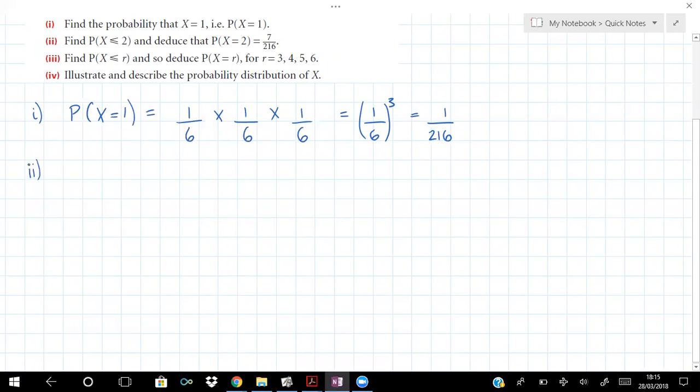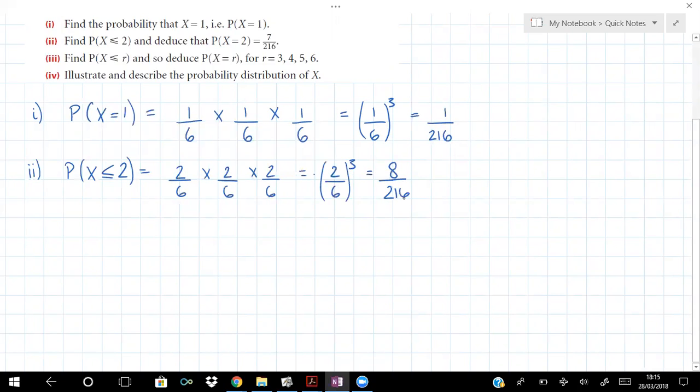For part 2, it says find the probability that x is less than or equal to 2. So how many different ways can I roll the dice to get a value that is less than or equal to 2? There's going to be 2 out of 6 ways for every dice, so dice 1, dice 2 and then dice 3. So essentially it's 2 over 6 all cubed, and that is going to be 8 over 216.